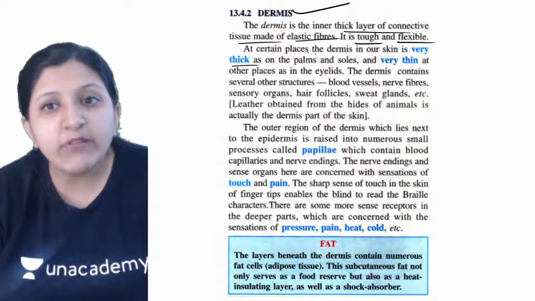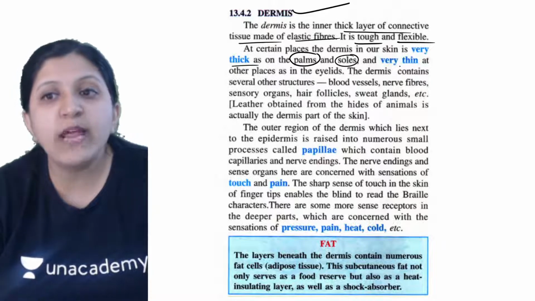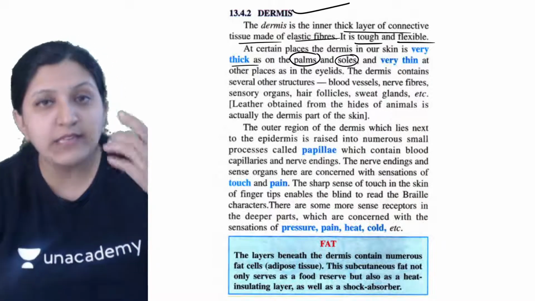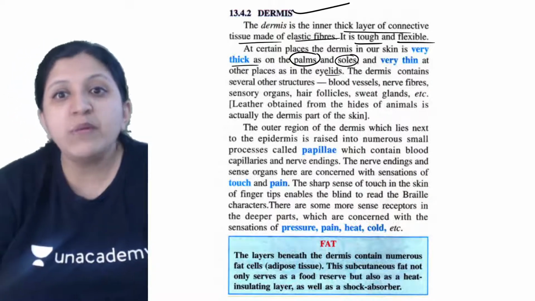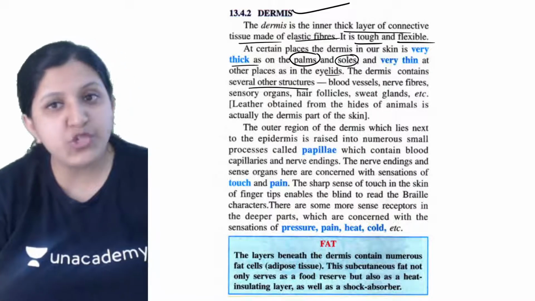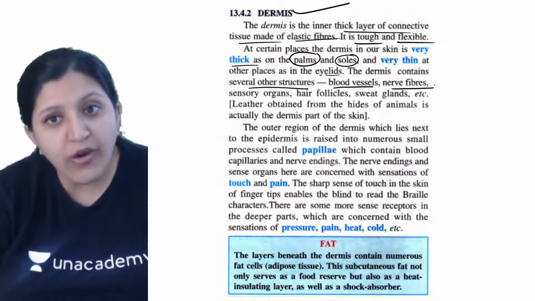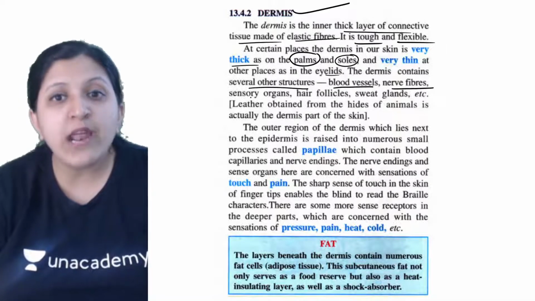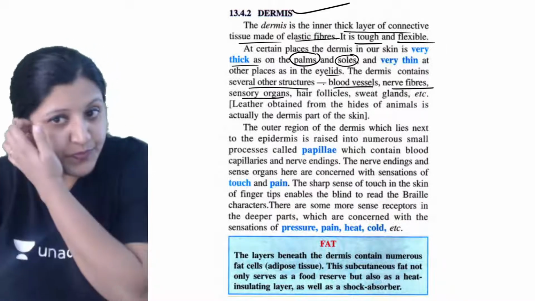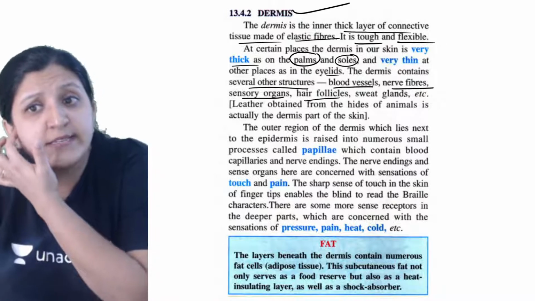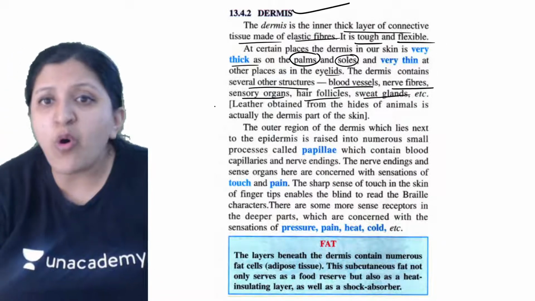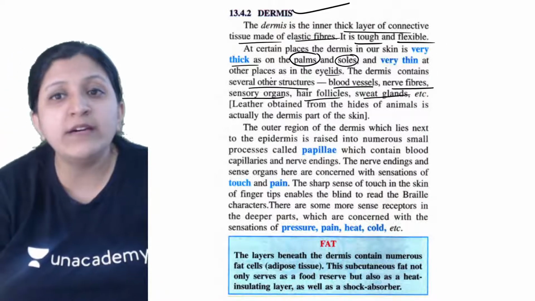At certain places, the dermis in our skin is very thick, again with respect to the palms and soles, and very thin at other places, as in the case of the eyelid. So the dermis contains several other structures. There are blood vessels, nerve fibers, sensory organs, hair follicles, and sweat glands. All these can be found in the dermis.